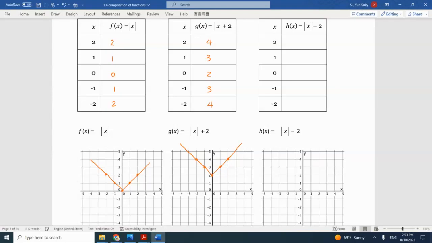Okay, how about this? Subtract 2. Look at this number. 2 minus 2 is 0. 1 minus 2. 0 minus 2. And then? So 2, 0 here. 1, negative 1. 0, negative 2. Negative 1, negative 1. Negative 2, 0. And connect them.